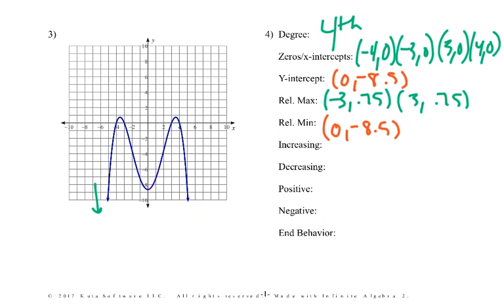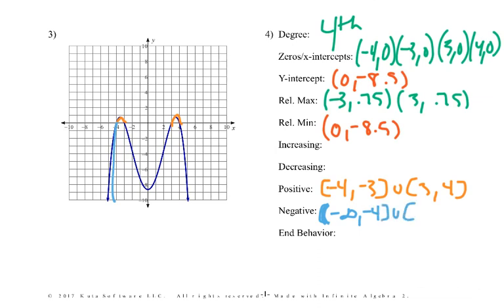Now, we're taking a look at our positive and negative. So it's positive just from x-intercept to x-intercept, right? So positive would be we start at -4 to -3, then it jumps, 3 to 4. So for negative, it's everywhere in between. We start at negative infinity to -4, then it jumps from -3 to 3 right here. Then it jumps from, and I'll do it right down here, 4 to infinity right here.